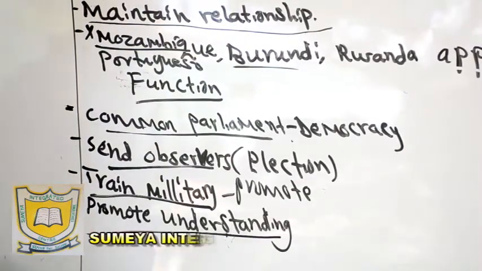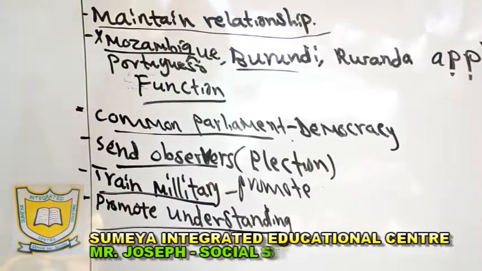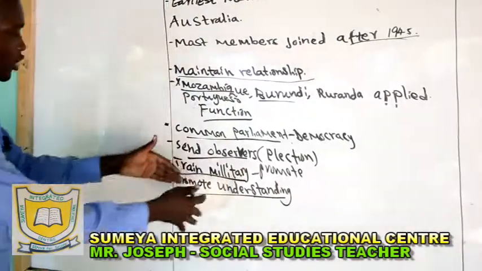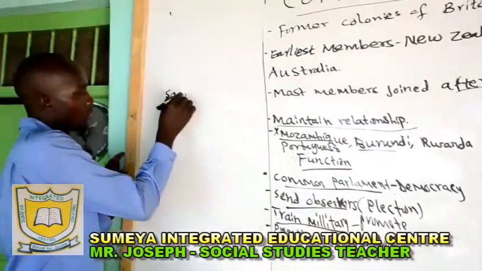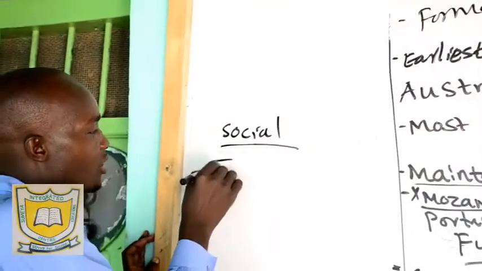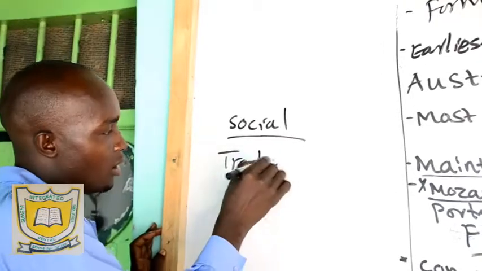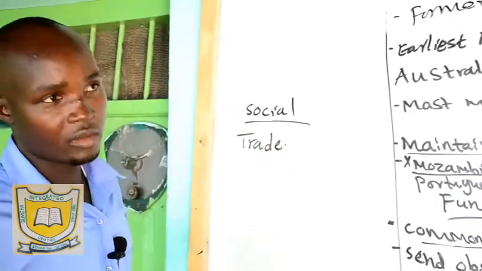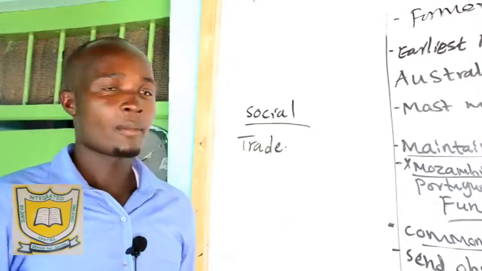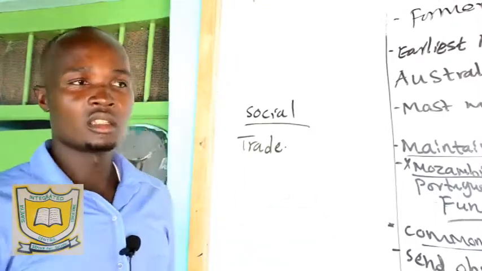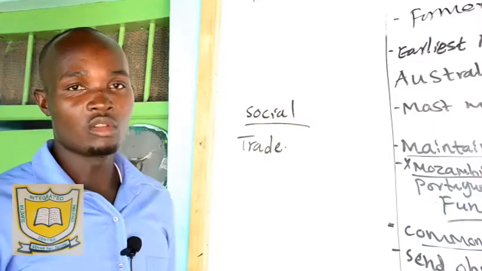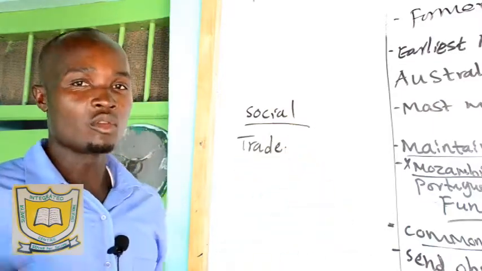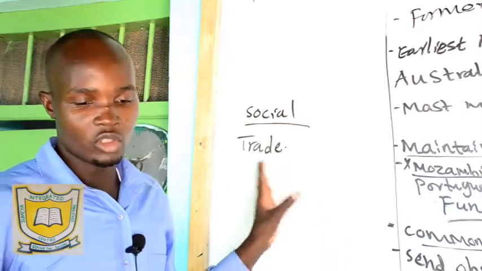So that's the political function. Social function: it encourages trade among member states. So this is political, social. It encourages trade among member states. We know very well trade is very important when it comes to the exchange of goods from different countries. Like Kenya can export coffee to the UK, that's the United Kingdom, London. Then the same people can also export manufactured goods to other countries, so they promote trade.